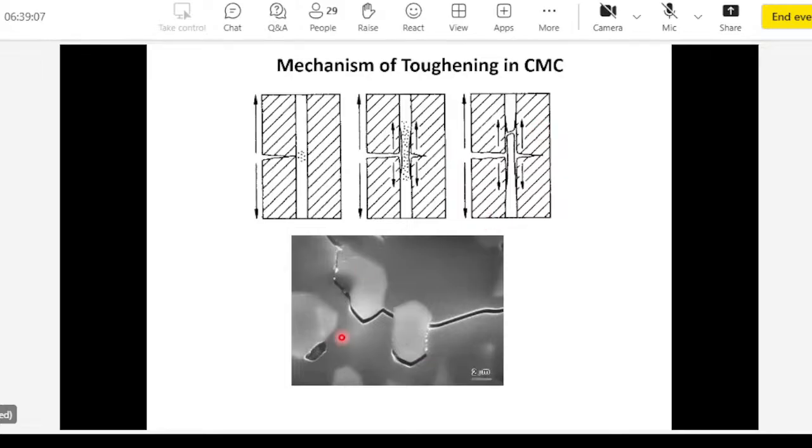So this actual microstructure shows how a crack was getting deflected around a second phase of a ceramic material. So that is the basic idea in a CMC. So I think that's pretty much all I have for this topic.